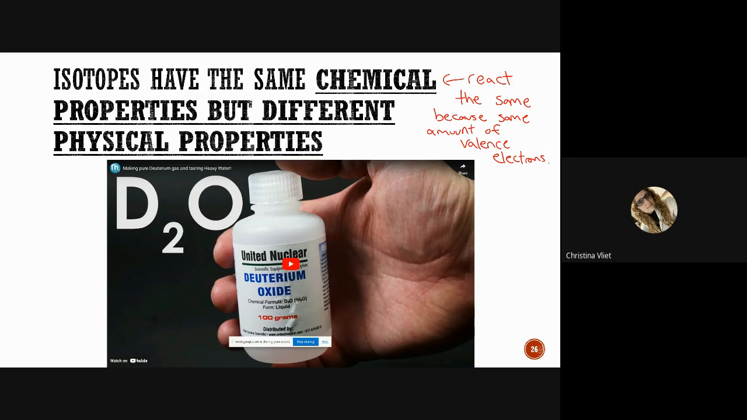They react the same because they have the same amount of valence electrons. They have different physical properties.